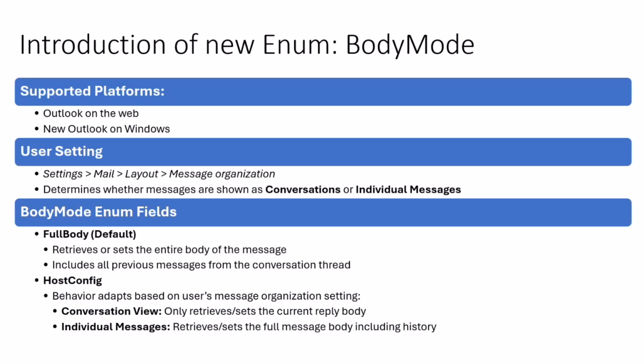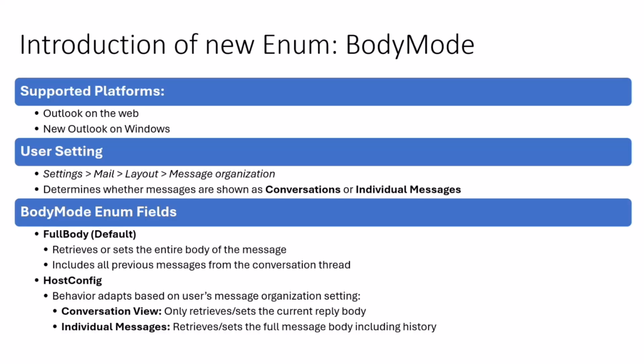If you pass the parameter as HostConfig, this will adapt to the end user's message organization setting. As you can see on the screen, the user setting is message organization. So if the user has set the messages to be clubbed in a conversation view, only the current reply of the body will be retrieved or set. If the user has set the messages to do not group messages or individual messages, then it will retrieve or set the entire body of the thread. I'll just show you a demo of how we are doing this.